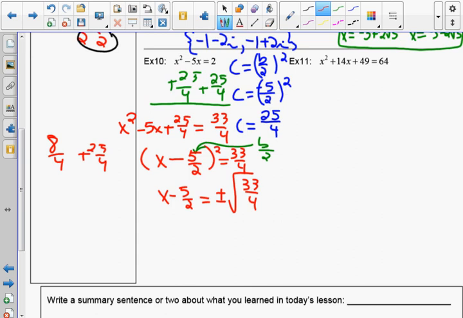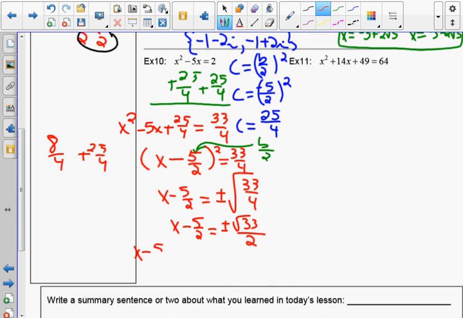Now, I like to simplify the radical. I don't like having a fraction inside there. So if we did split it and we ended up having square root of the number on top and square root of the number on the bottom, well, the square root of 4 is just a 2. So I'm going to leave it like that. And so from here, I'm going to write my two equations.